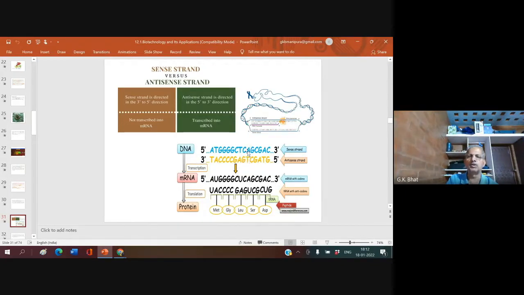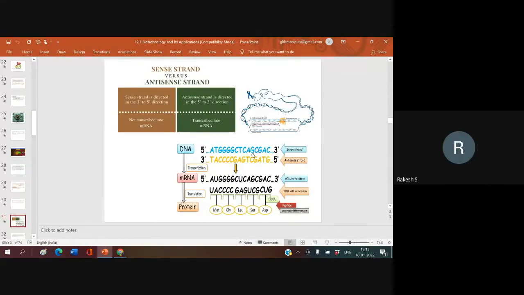Of these two strands, which strand is a coding strand, which strand is a non-coding strand? Come on. By looking at the diagram, can you tell me which is the coding strand and which is the non-coding strand? Hello? I want every one of you to reply. You can't keep quiet. There are two strands here, sense strand and antisense strand. We can see the diagram very clearly. You tell me which is the coding strand, which is the non-coding strand. I have already told about this in my previous classes.